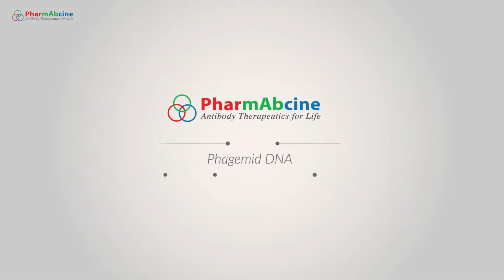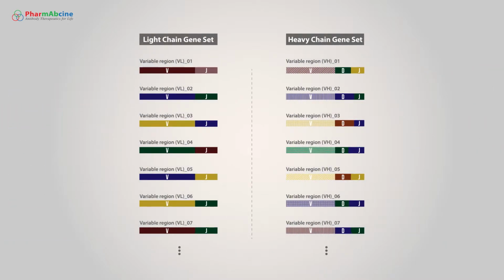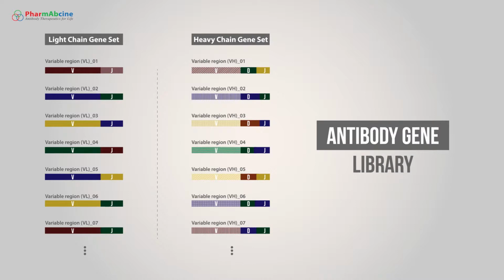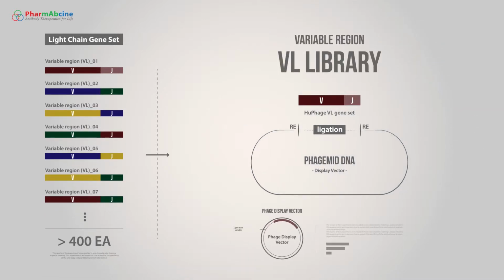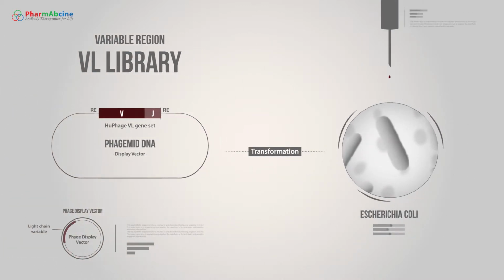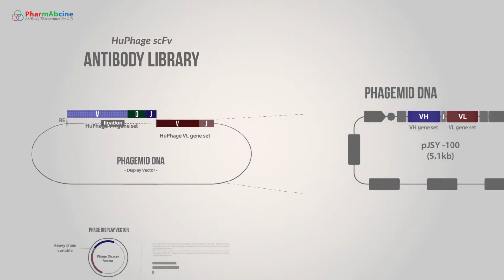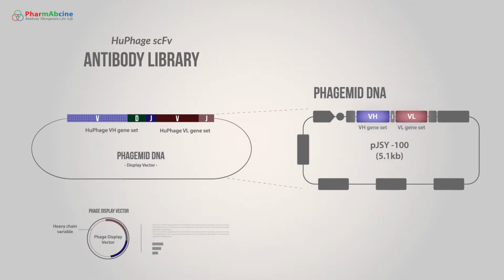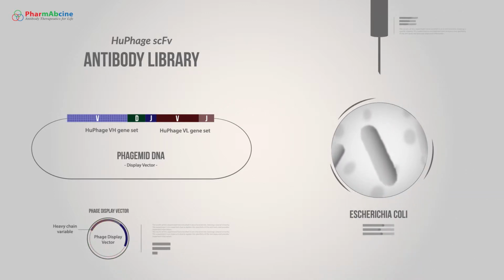Phagemid DNA. The heavy and light chain variable region DNAs are used to create our antibody DNA library. Since the light chain area DNAs have less variety, they are inserted into phagemid DNA first, constructing the light chain library. Then the heavy chain area DNAs are inserted to complete HuPhage's scFv antibody library.